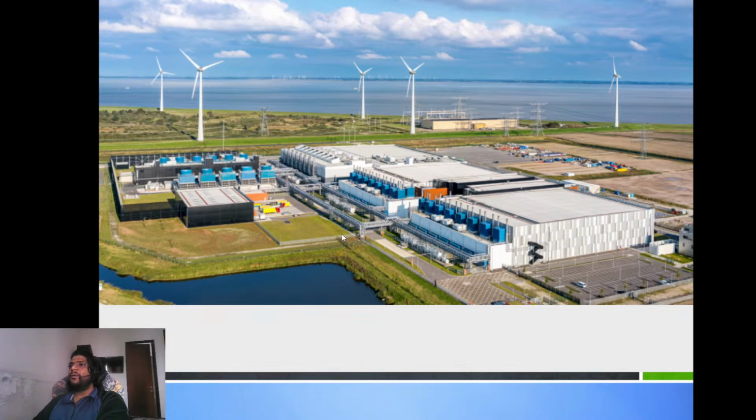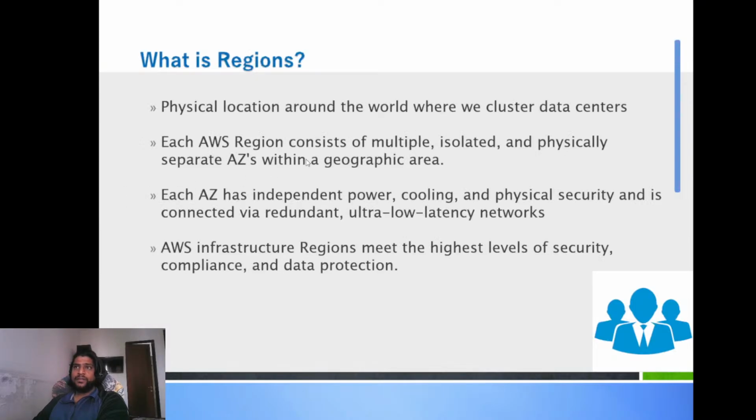This is one availability zone. This is one availability zone. Each availability zone has independent power, cooling, and physical security, and is connected via redundant ultra low latency network. So it will have high internet speed. The AWS infrastructure regions meet the highest level of security, compliance, and data protection.